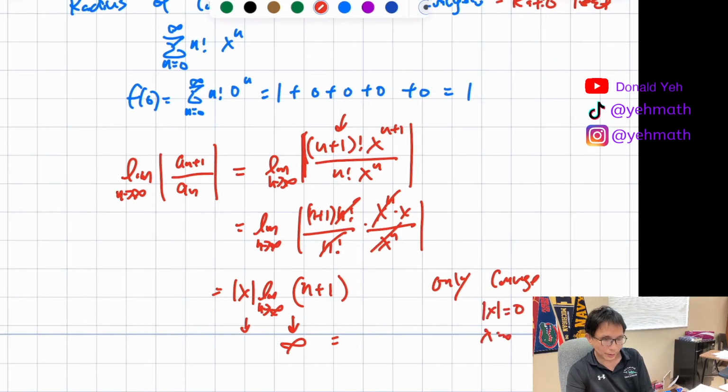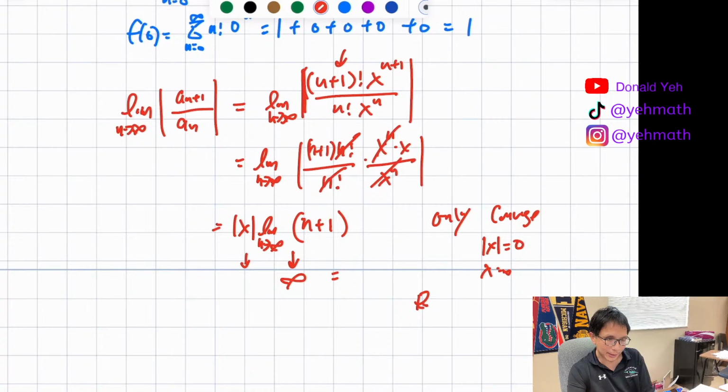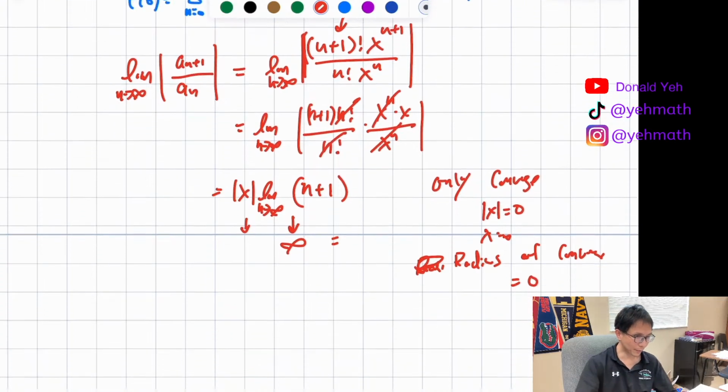Only converges when absolute value x is equal to 0. X equals 0. So that means the radius of convergence is equal to 0. So there's no radius. It only works at one point. At 0, my output is 1. Other points do not work whatsoever.